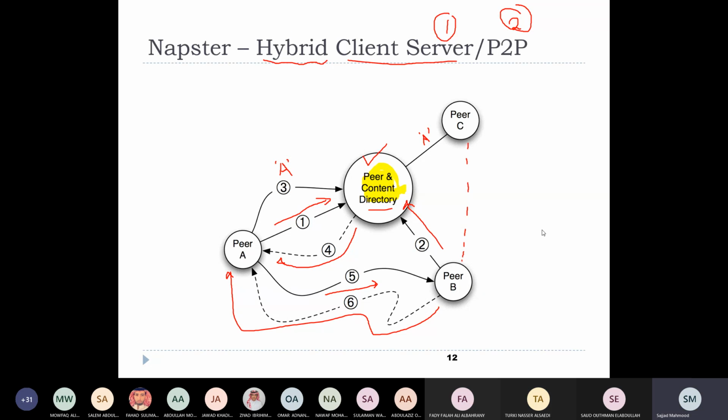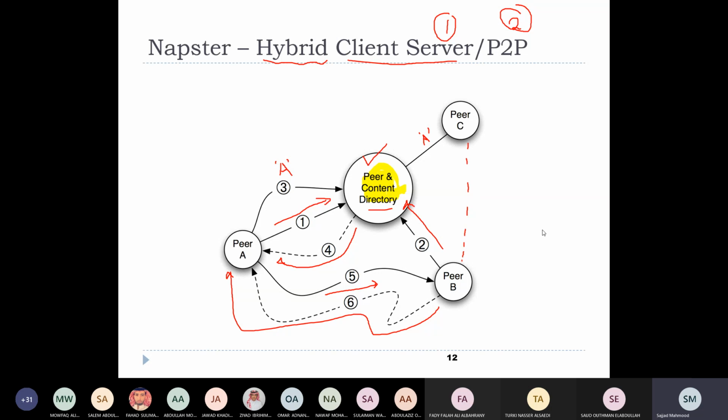Yahya is asking a question: from where did B get the file A in the first place? Good one. Remember Napster was a music sharing file system. For example, you have a song from the Beatles, or one of the bands, and you had an MP3 file. You want to now share this MP3 file. The original source of an MP3 file, well, God knows. It could be you purchased it, or I don't know.